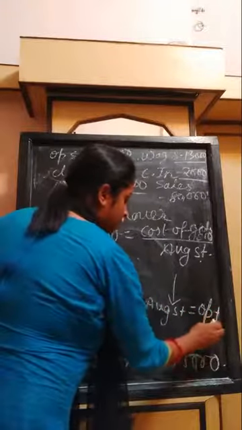Now you will put this in the formula: cost of goods sold by average stock. Cost of goods sold we have found out is 75,000, whereas average stock is 15,000. So 75,000 by 15,000 is 5 times, which is the answer for the stock turnover ratio. So in this way we will solve the different sums given to us.